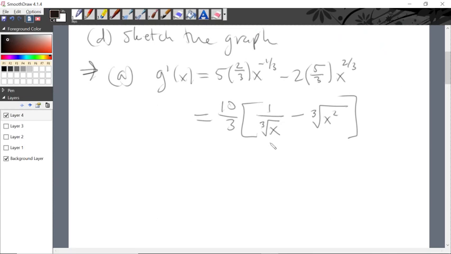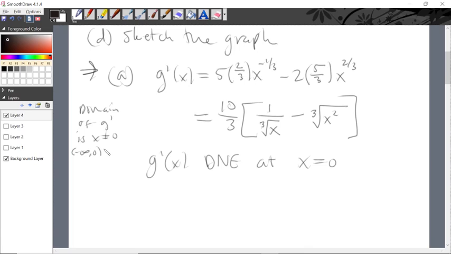Okay. We'd also want to consider the domain of g prime, because that's going to indicate to us where the derivative does not exist. Okay, g prime of x does not exist where? At x is equal to 0. In other words, the domain of g prime is x is not equal to 0. Or in interval notation, of course, negative infinity to 0, open, union, 0 to infinity. So we now have the domain of g prime as well, which is helpful for finding a critical number.